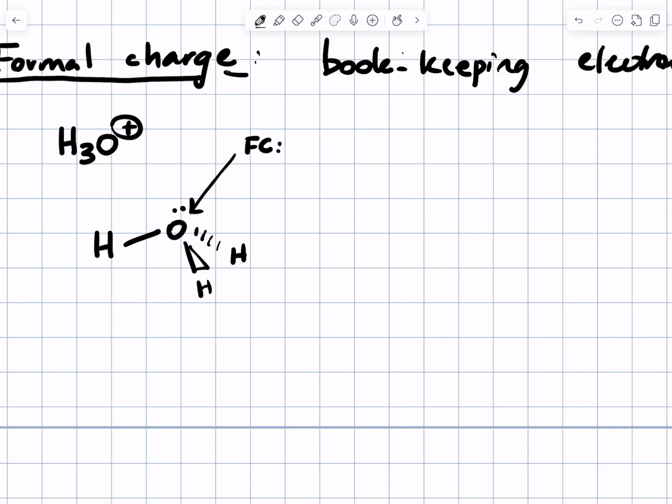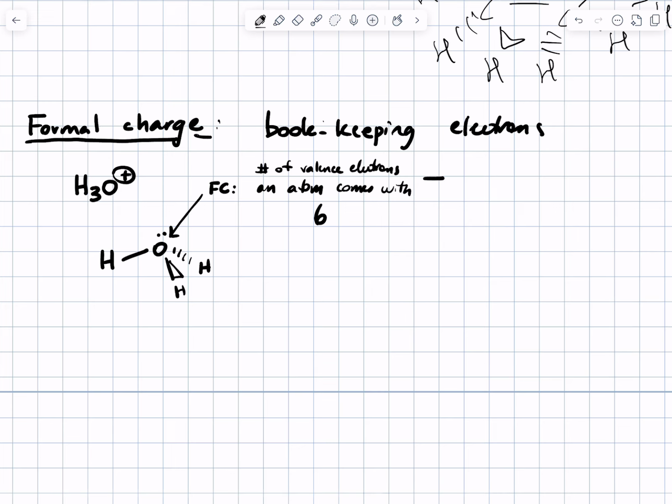To assign formal charge, you look at each atom in the structure and you do the following calculation. You first write down the number of valence electrons an atom usually has. And you get that from the periodic table, from the column, right? So oxygen is in the 1, 2, 3, 4, 5, 6th column of the periodic table. So oxygen comes with 6 valence electrons. Then we're going to subtract the number of electrons that the atom owns.